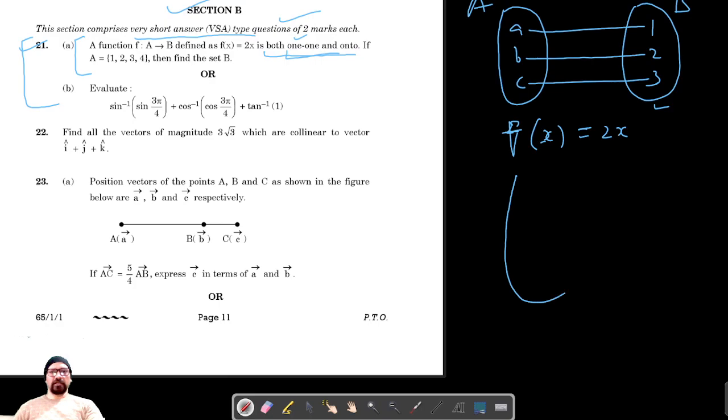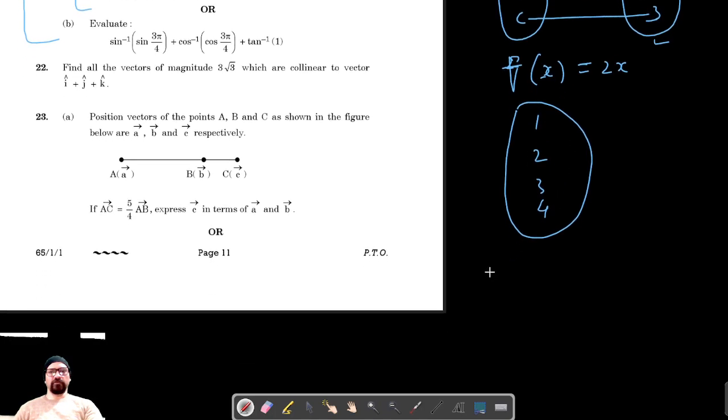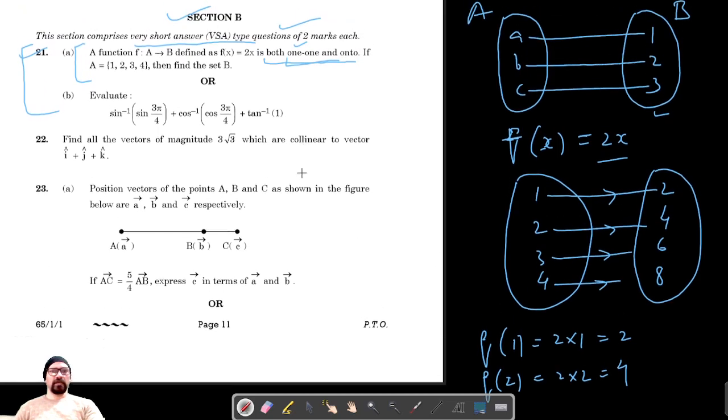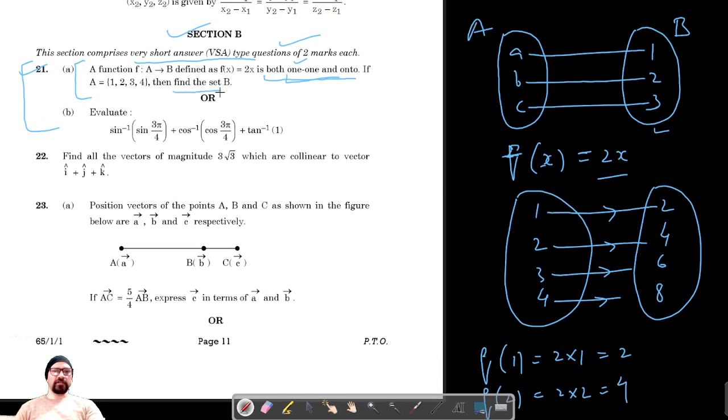Okay, now our set A is 1, 2, 3, 4, and if we use this, f of 1 is equal to 2 into 1, which is 2. So that gives us y is 2, and f of 2 is 2 into 2, we are using this function, it's 4. Similarly, for 3, it's 6, for 4, it's 8. So this is 1-1 and onto, and it's asked in the question to find the set B.